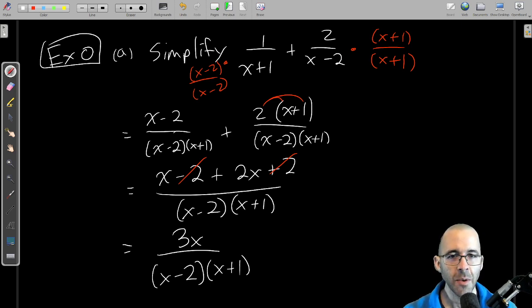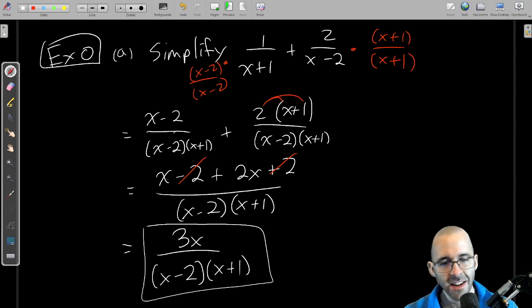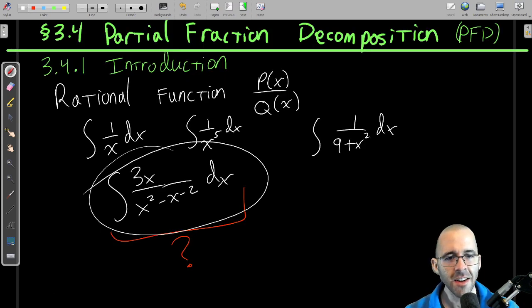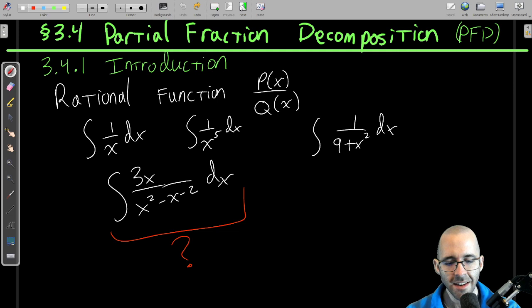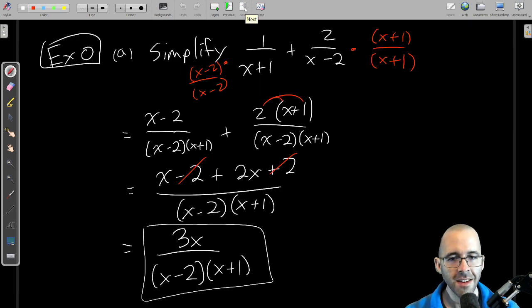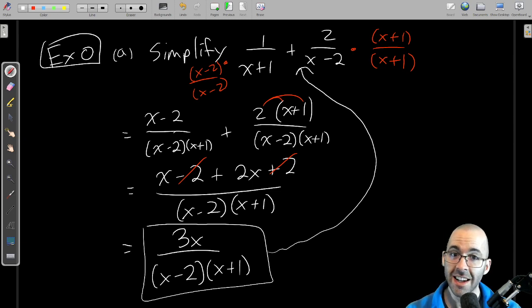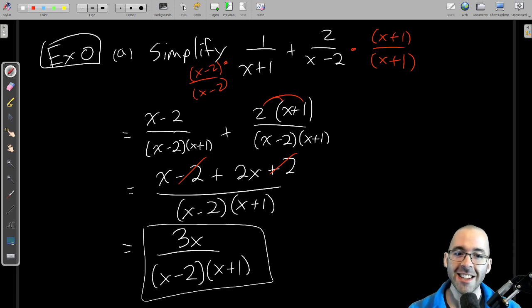Interesting. What a coincidence, Jason. This was that example I gave you on the previous page. I said we don't know how to integrate this. Well, if this is equal to that, we know how to integrate this thing on the top. That's what this section's all about.